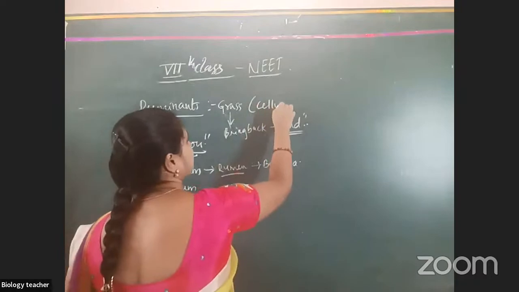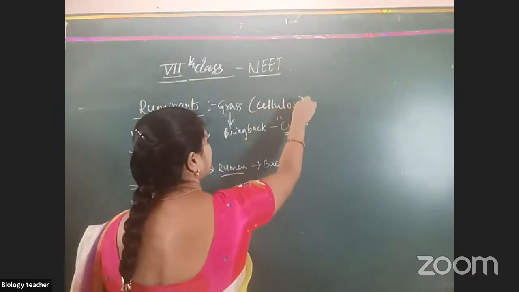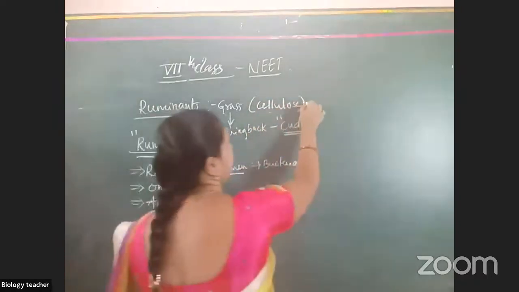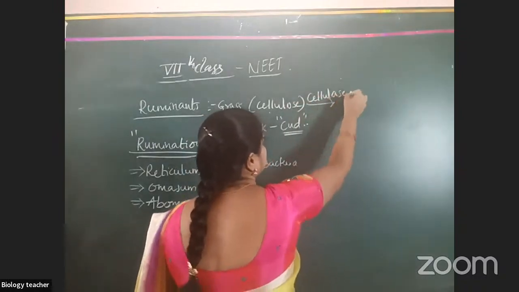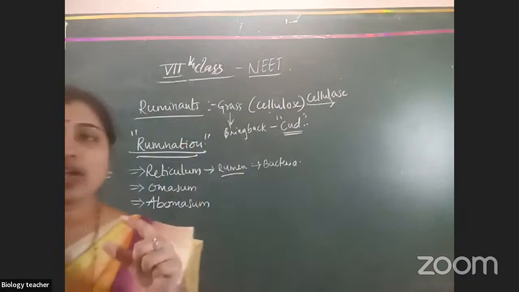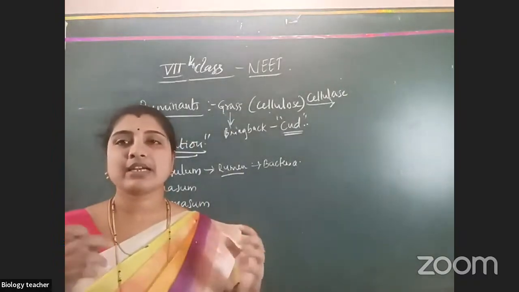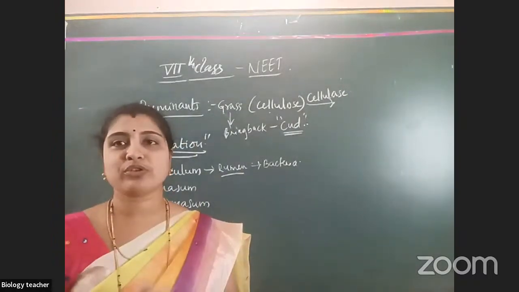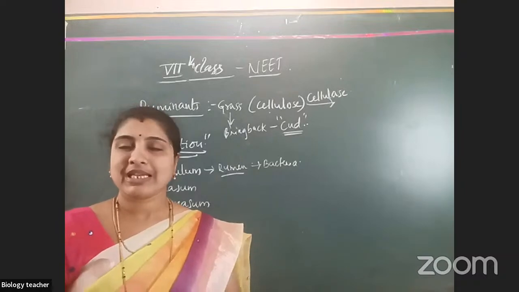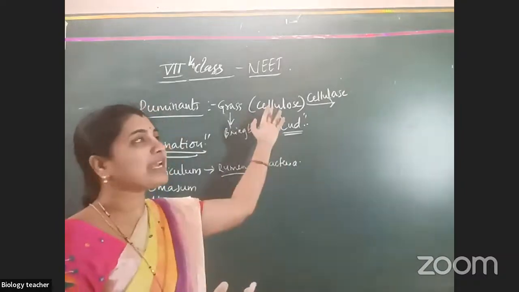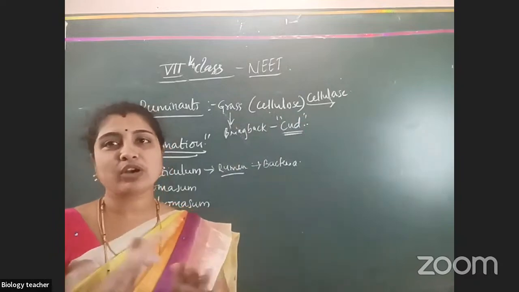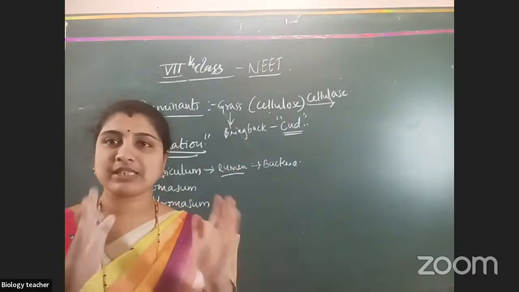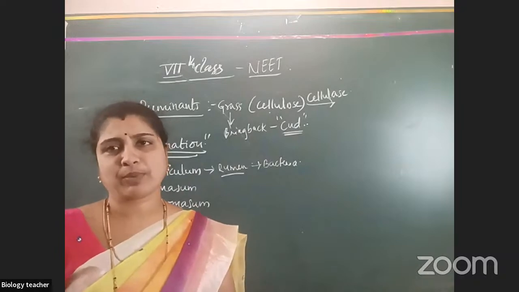In grass, what is present? Cellulose is present. In plants, cellulose is present. For digestion of cellulose, which enzyme is needed? Cellulase. That enzyme cellulase is not produced in our body. If cellulase is present, it will digest cellulose and give energy. If cellulase is not present, it won't digest cellulose and you won't get energy.